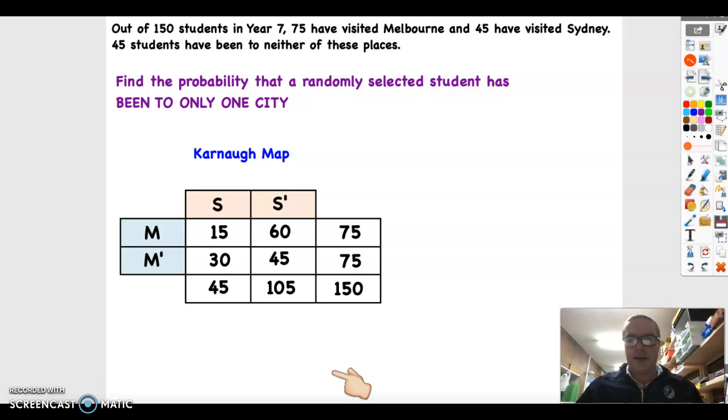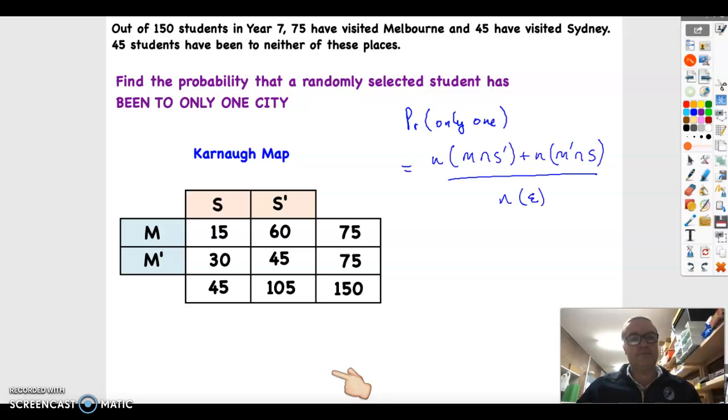Just to show you that the wording of these questions makes a lot of difference. Find the probability that a student has been to only one city. We've got a combination of 2 intersections, students who have been to Melbourne and not Sydney, students who have been to Sydney but not Melbourne.